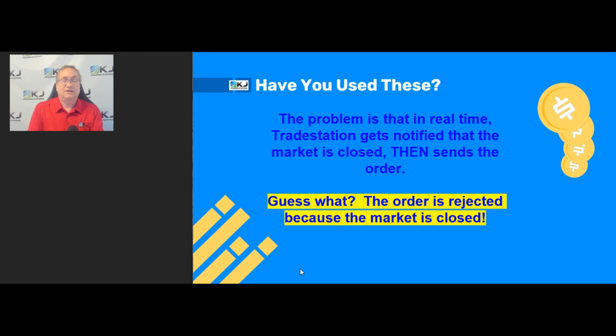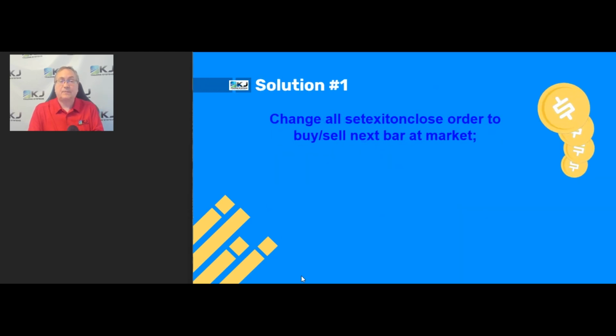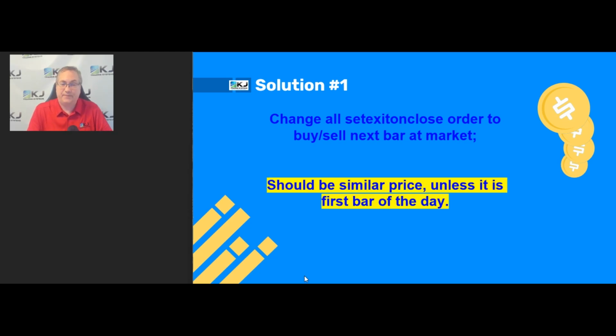So there's just one solution, get them out of there, but I'm going to show you three. You don't want to backtest something and trade live differently than what you backtested. So solution number one: change all those set exit on close or buy this bar at close to buy or sell next bar at market. Pretty easy. The problem is it's going to change your backtest results. The good thing is it's going to work for sure in real time.